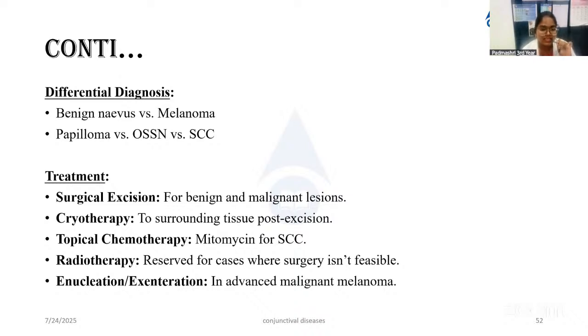Treatment: surgical excision for benign and malignant lesions. Cryotherapy to surrounding tissues post-excision. Topical chemotherapy, mitomycin for SCC. Radiotherapy reserved for cases where surgery isn't feasible. Enucleation or exenteration in advanced malignant melanoma.